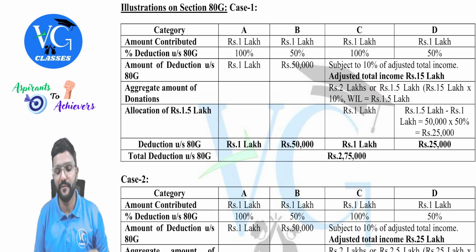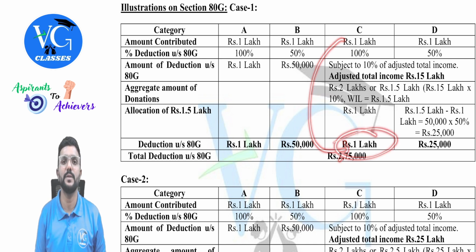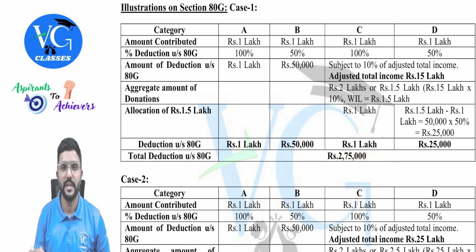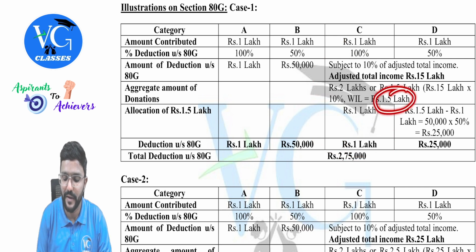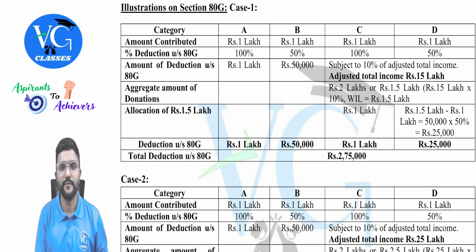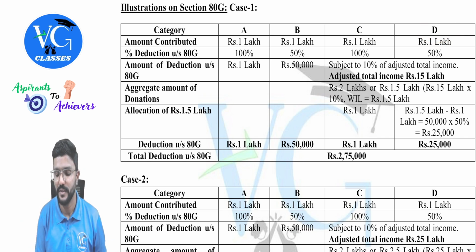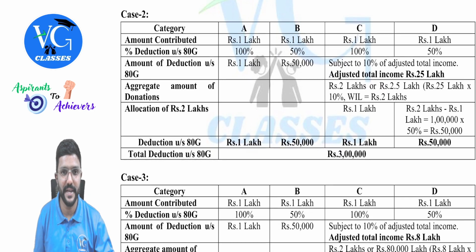So out of 1.5 lakh, first allocate it to C category. So how much is the contribution for C? 1 lakh. Give 100% of that for C category, 1 lakh rupees. Then remaining is how much, guys? 1.5 lakh minus 1 lakh. Remaining is 50,000. So 50,000 is remaining for D category, but can I give it fully? No. Only 50% of 50,000, which is 25,000. Okay. Second case.